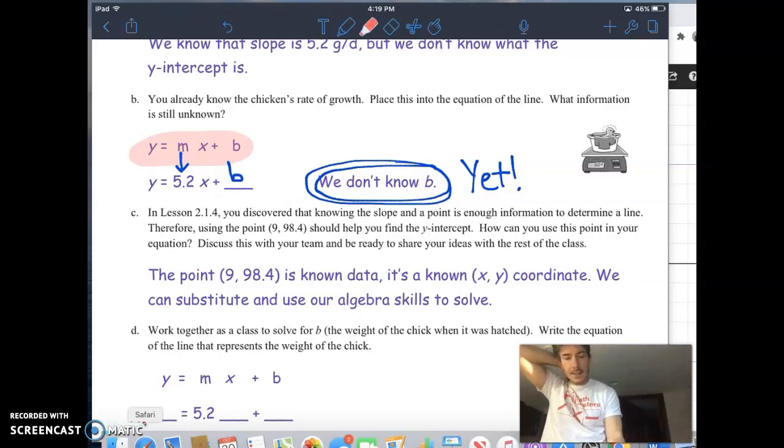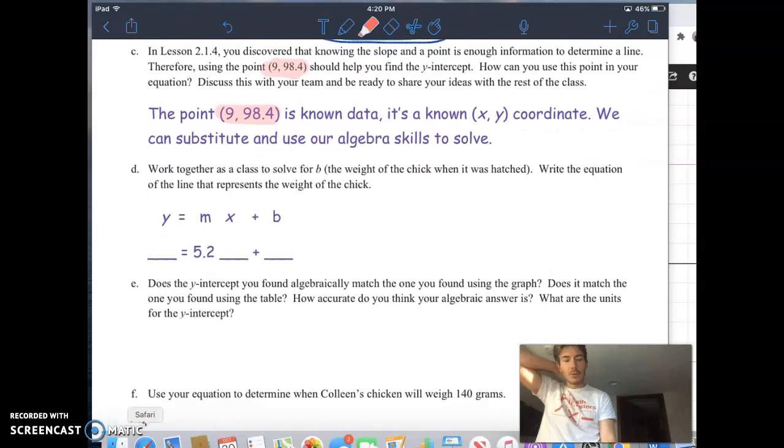We have a point that they generously gave us in this problem: 9, 98.4. That was after 9 days, the chick weighed 98.4 grams. And we can use this to help us find the y-intercept because that point is an xy coordinate. The 9 is x, the number of days. The 98.4 is y, grams. And we can substitute and use our algebra skills in order to solve.